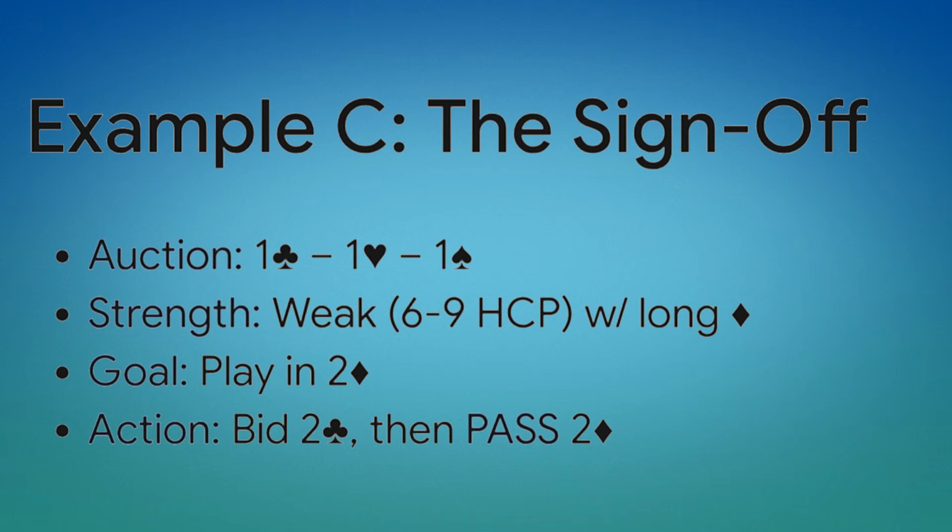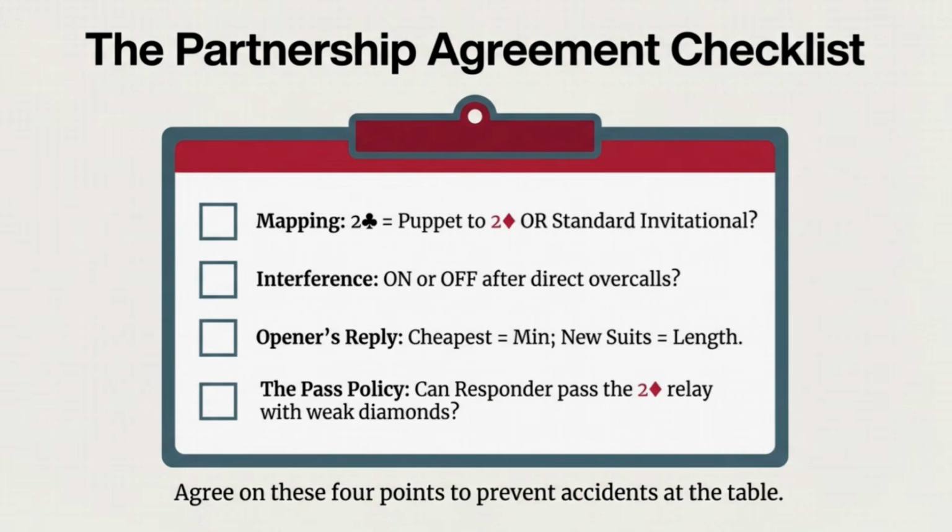With a special partnership agreement, you can bid 2 clubs. This is a relay. It forces your partner to make their cheapest bid, which is almost always 2 diamonds. And once they do, you just pass. It's a slick little way to sign off at the 2 level.